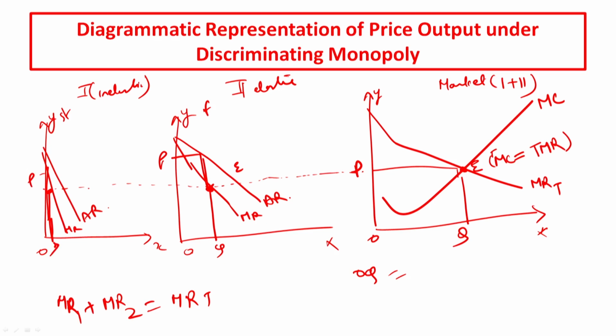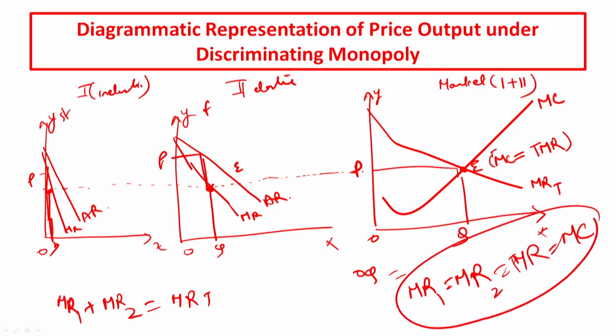So, what is the equilibrium for the firm? It is when the marginal revenue of market 1 is equal to the marginal revenue of market 2, which is equal to the marginal revenue of the total market, which is equal to marginal cost. This is the point where the firm is getting maximum profit. So, this is the diagram and the explanation for price discrimination under the discriminating monopoly.